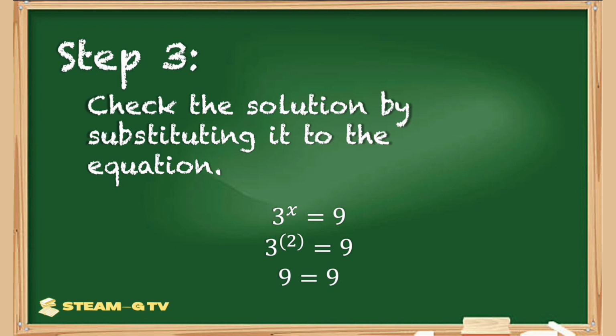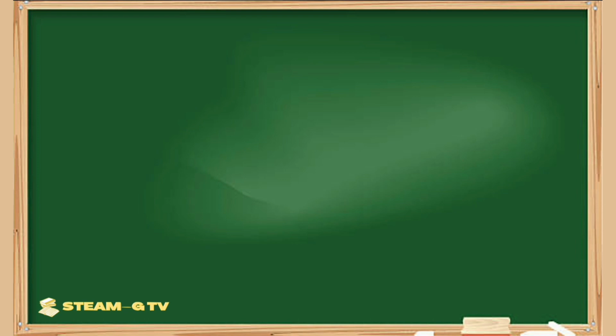So 3 raised to the power of x equals 9 becomes 3 squared equals 9. Now evaluating, 3 squared equals 9. Thus, 9 equals 9. Therefore, our solution is correct. Let us have another example.